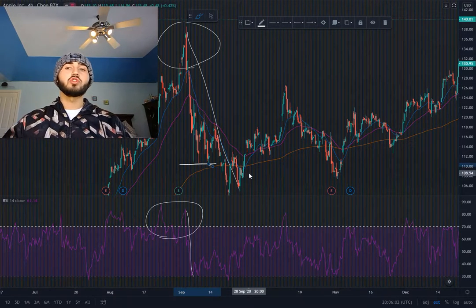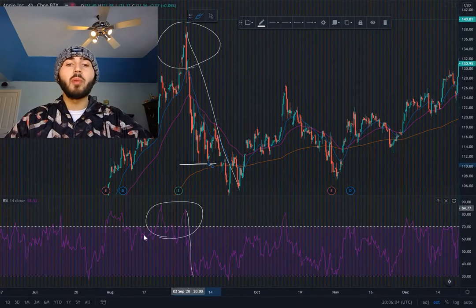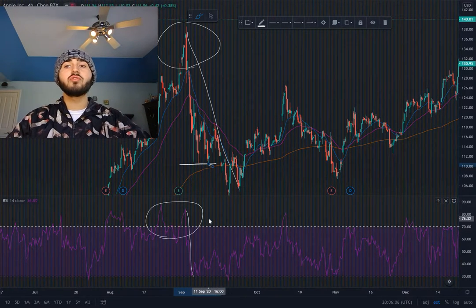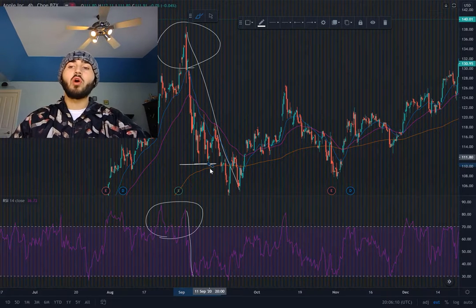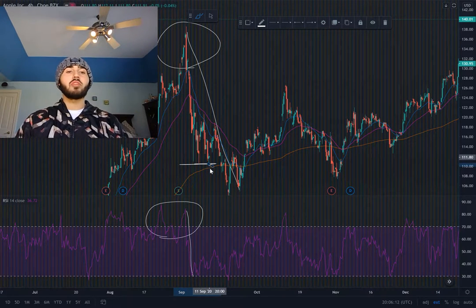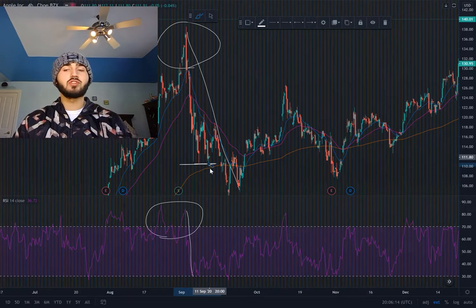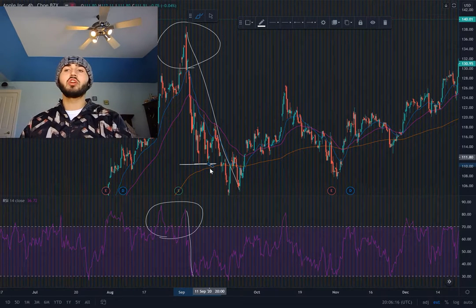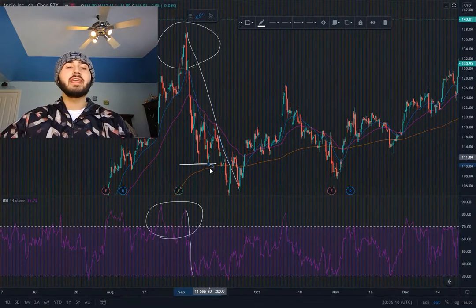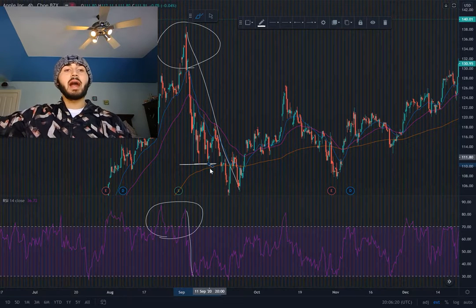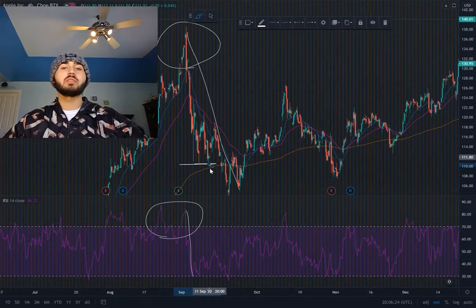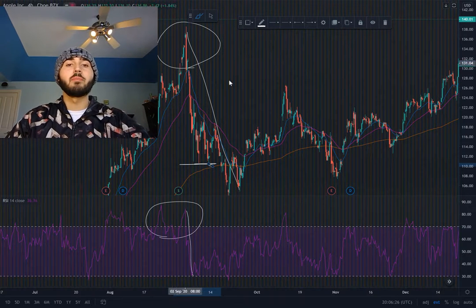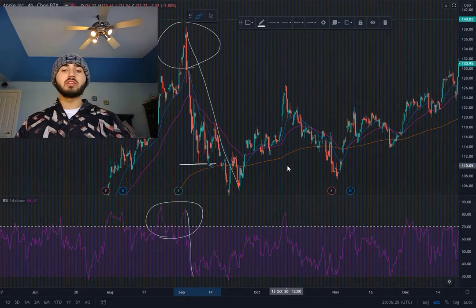Can you imagine you bought a share at the overbought range right here at 140 and then waited it out all the way to 110? You would have been down $30 a share. That's why you have to make sure you're entering a position at the right time. You don't want to buy high and sell low. You want to buy low and sell high. The problem is a lot of traders end up buying high and selling low because of fear.